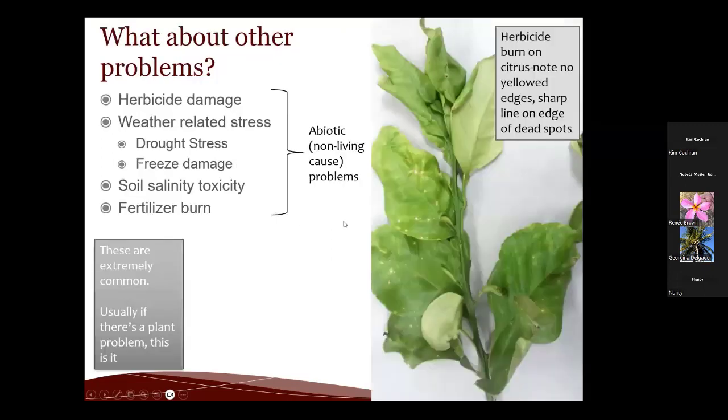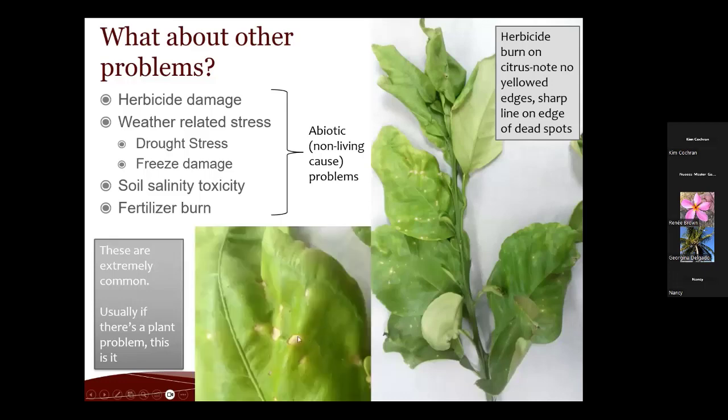Other problems include herbicide damage and weather issues. We've all seen that the past couple of years, like freeze damage and drought stress. Soil salinity, especially in repeat irrigated situations, especially potted plants. We get that a lot. If you have well water, I see a lot of that problem in potted plants. And fertilizer burns are really, really common, especially with like foliar application fertilizers that are incorrectly mixed.